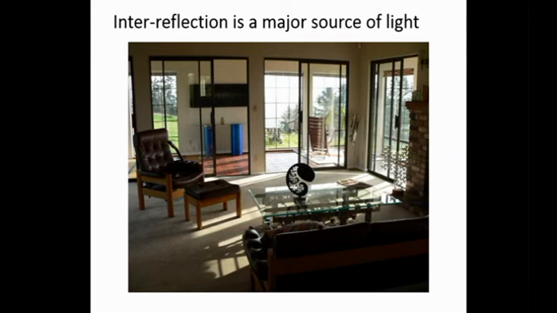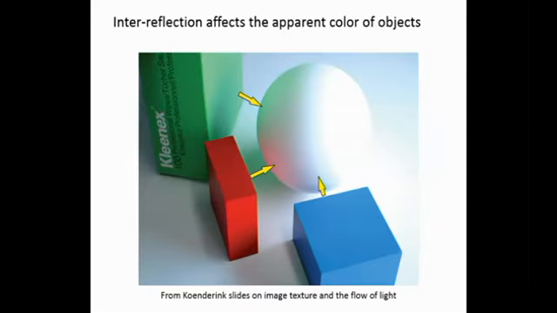So actually a really large portion of the light that we observe is through interreflection, not just from light coming from the light source, bouncing off of one object, and then coming into the eye. So that, again, makes things more complicated. And as I noted, this changes the apparent perception of objects. The color of an object depends not only on the color of that surface and the color of the light source, but also on the color of the objects that are near it.